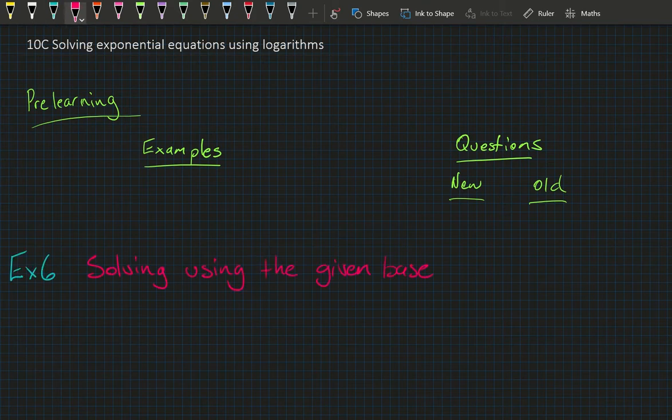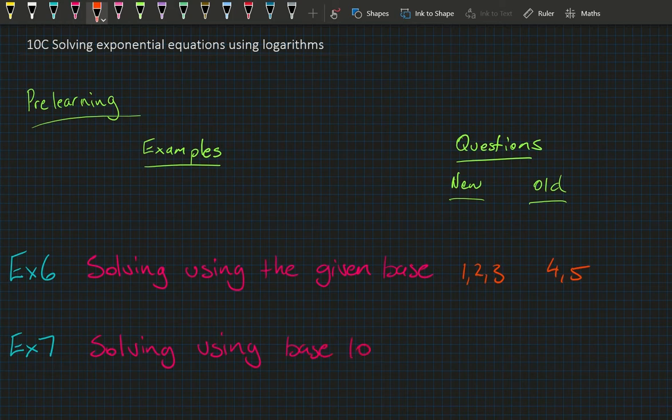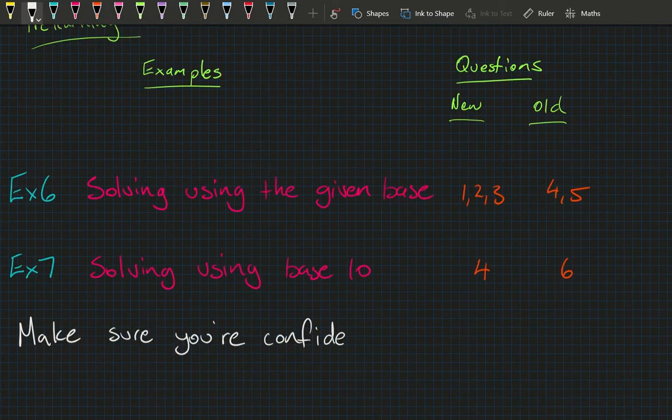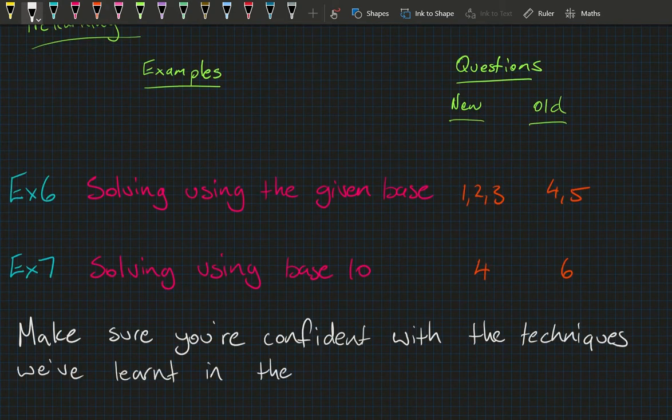And your pre-learning for this example will be questions 1, 2 and 3 in the new book and questions 4 and 5 in the old book. And then we'll do example 7, solving using base 10. And your pre-learning for this example will be question 4 in the new book and question 6 in the old book. So make sure that you're confident with the techniques that we've learned in the previous 2 classes.